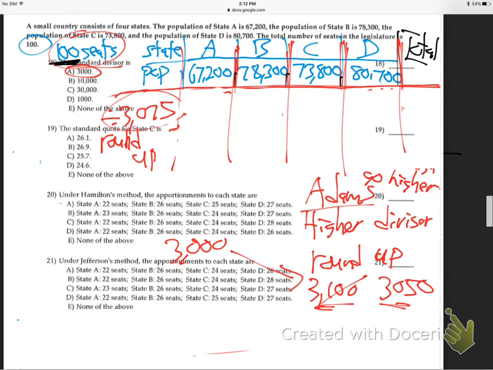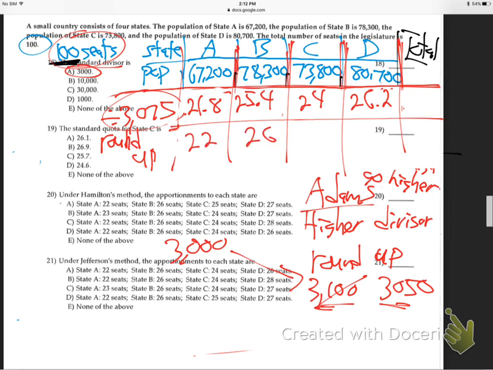This is a bad one. So, all right, 67,200 divided by 3,075, 21.8. 78,300 divided by 3,075, 25.4. 73,800 divided by 3,075, 24, right on the money. 80,700 divided by 3,075, 26.2. Round all up, 22, 26, 24 was straight on, he doesn't go anywhere, 27.